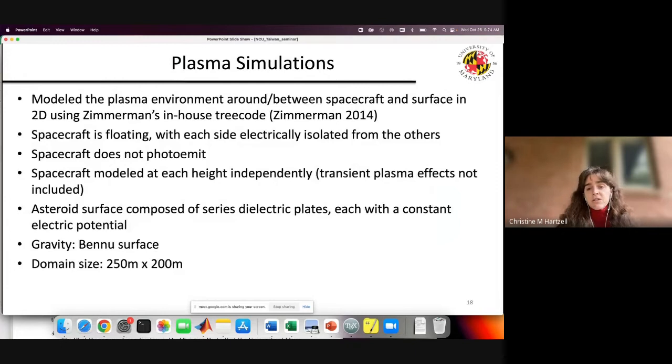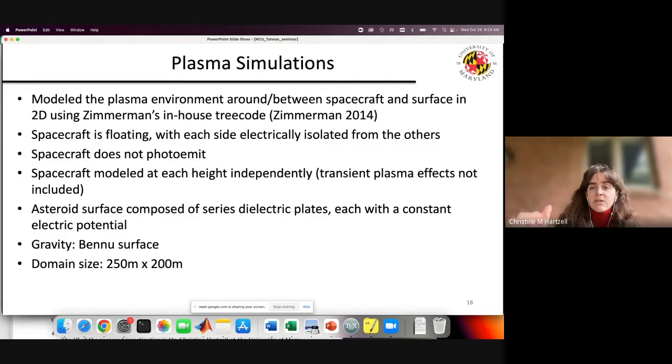The plasma simulations were done by my collaborator, Mike Zimmerman at APL, and it was modeled using a 2D in-house tree code to model that plasma environment. It's a fully computational environment. The spacecraft is electrically floating. The spacecraft in these models does not photoemit, so that's something that we're working on changing right now.